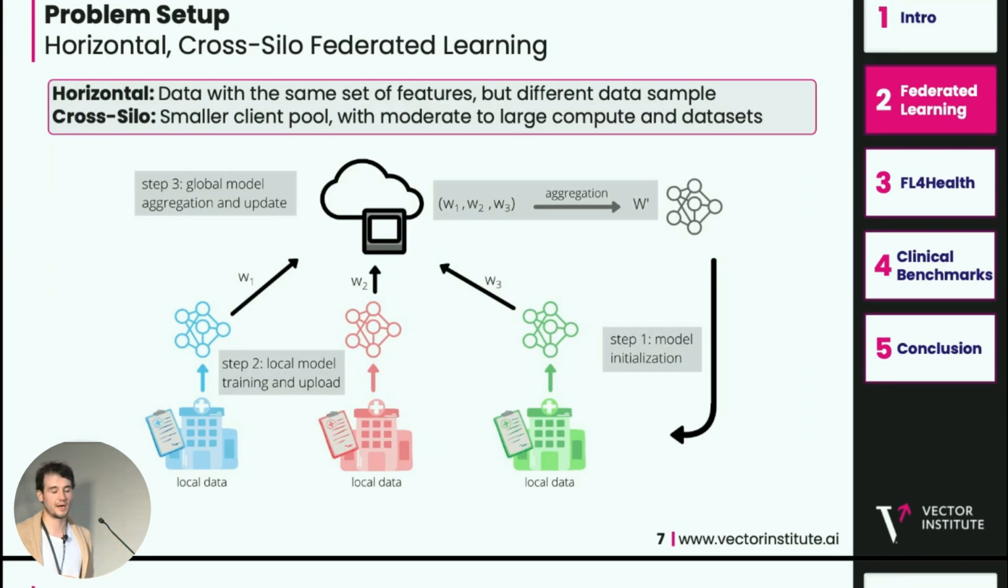So just to narrow the scope of the discussion today, I'm going to be focusing on horizontal federated learning. So that's the setting that I spoke of earlier, where each one of the clients or hospitals is going to have the same type of data set with the same features and the same labels. And cross-silo is an assumption about how large of a client pool we're going to have, so how many organizations are going to be participating. And in cross-silo, we assume a small client pool with moderate to large compute and data sets.